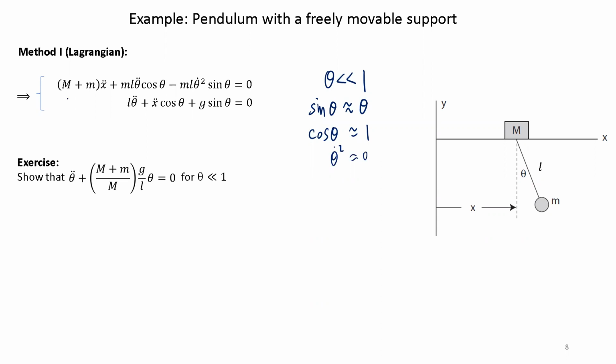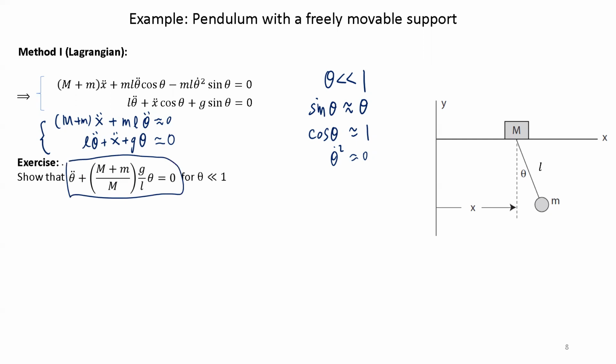So then at the end, what you have is that the first equation becomes (M plus small m) x double dot plus m L theta double dot approximately equal to 0. And for the second one, you have L theta double dot plus x double dot plus g theta approximately equal to 0. Let's call this equation over here.